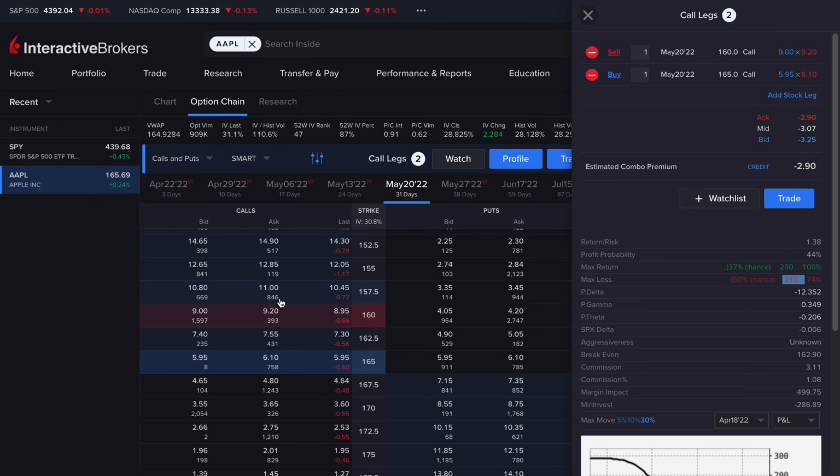So that's the bear call spread. Hopefully I've clarified a few misconceptions.